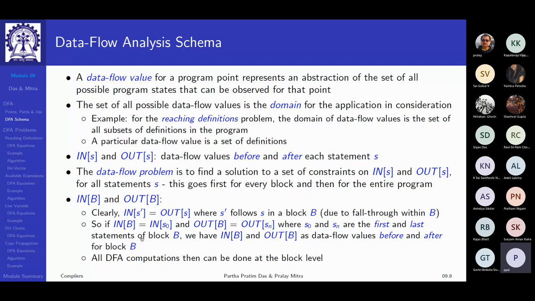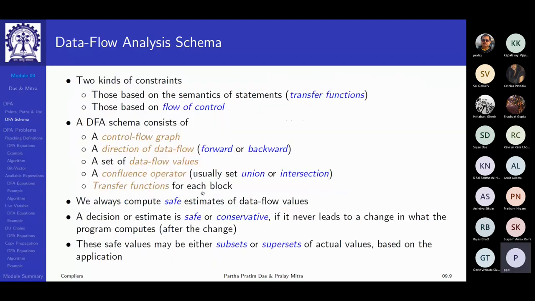Extending this notion, we can say that while within the block, we can compute in S and out S, and across the program at the block level, we can compute the in B and out B. And estimating these quantities is the basic task of the data flow problem. So data flow technique is more like a schema. It's more like a formulation.